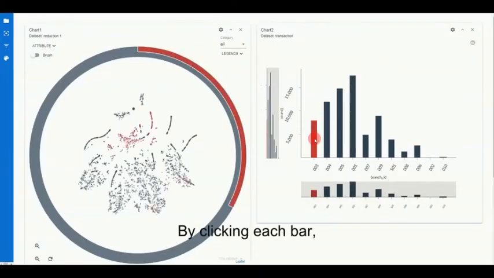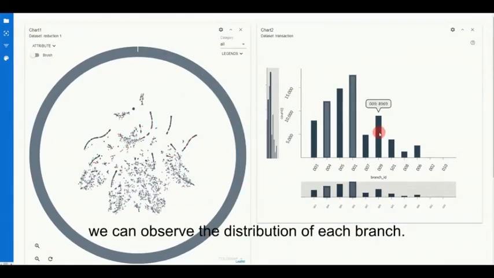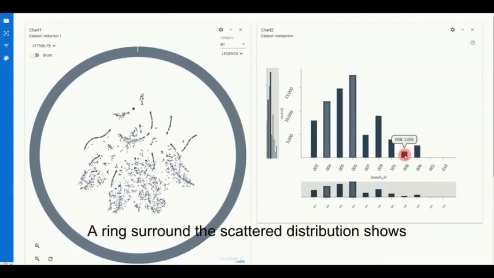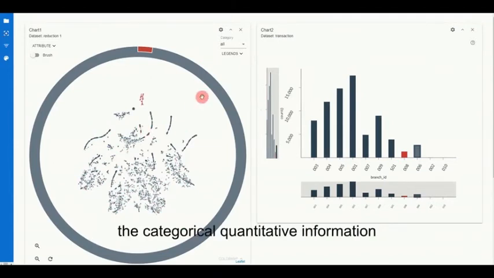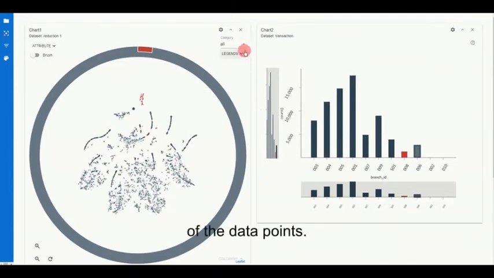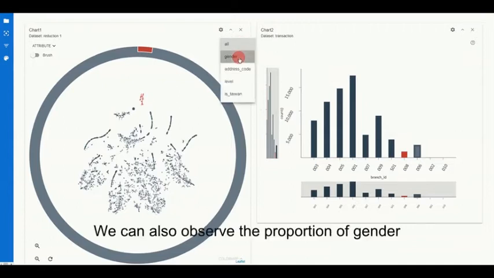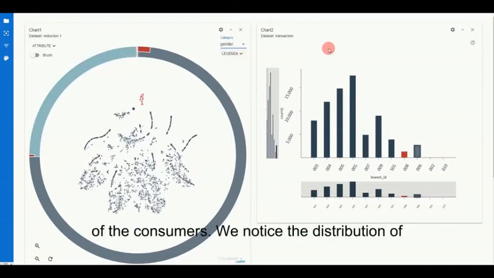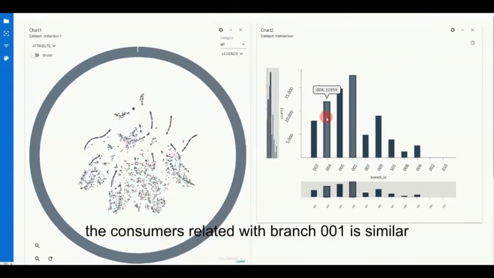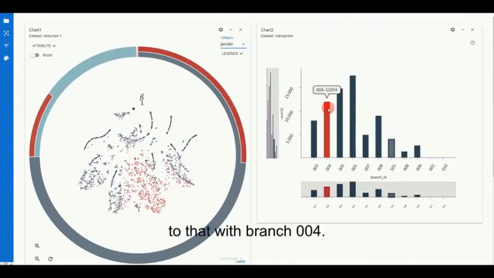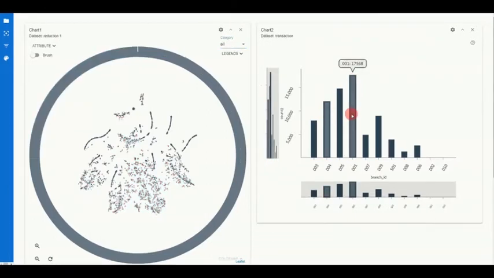By clicking each bar, we can observe the distribution of each branch. A ring around the scattered distribution shows the categorical quantitative information of the data points. We can also observe the proportion of gender of the consumers. We notice the distribution of the consumers related with branch 001 is similar to that with branch 004.